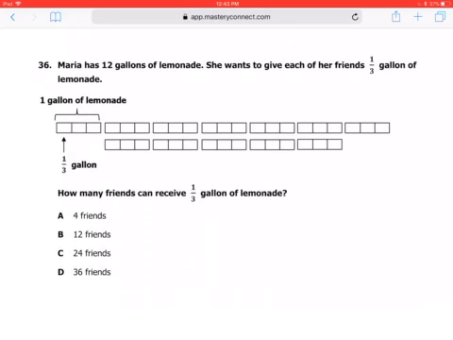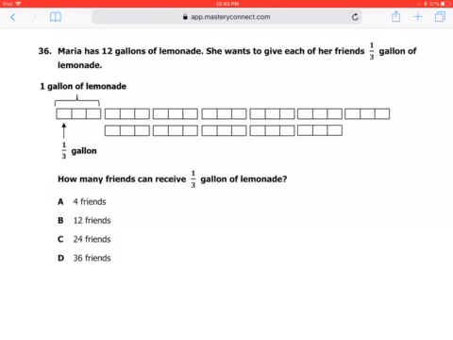Maria has 12 gallons of lemonade. She wants to give each of her friends 1/3 gallon of lemonade. How many friends can receive 1/3 gallon of lemonade?